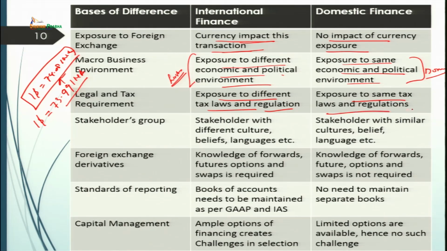Exposure to the same tax law and regulation, then there is no need of any such convertibility. A stakeholder group with different culture, belief and language is going to impact your international finance, right? In domestic finance, the stakeholders have similar culture, belief and language, so the level of risk goes down, because you are comparatively aware of your domestic company, so you can find out which particular area to invest in.